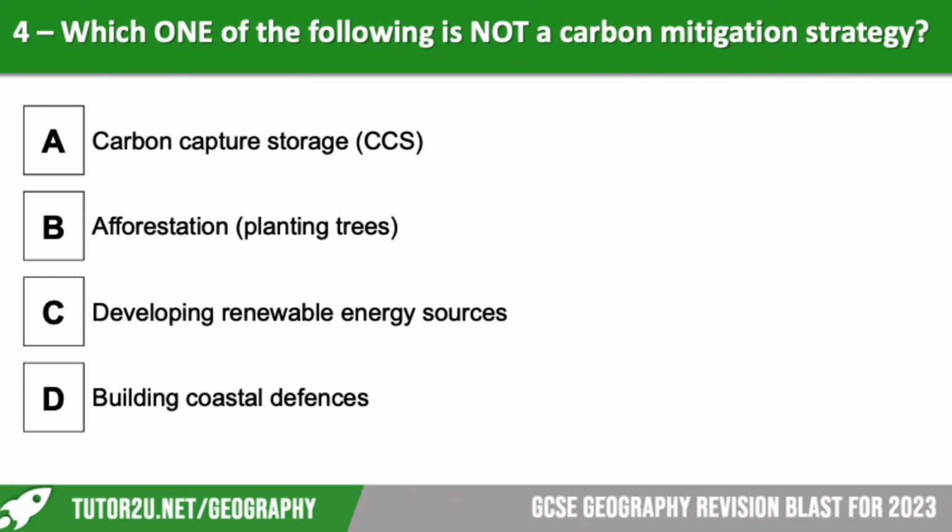Question four. Which one of these is not a carbon mitigation strategy? A, carbon capture storage, B, afforestation, C, developing renewable energy sources, and D, building coastal defences. Let's reveal. It is building coastal defences. So this is a response and adaptation.